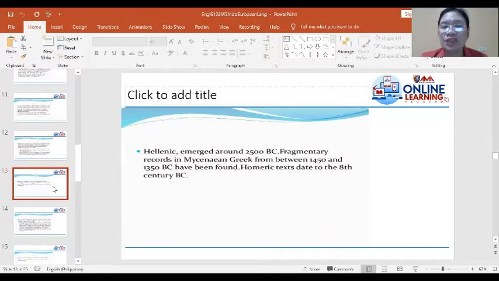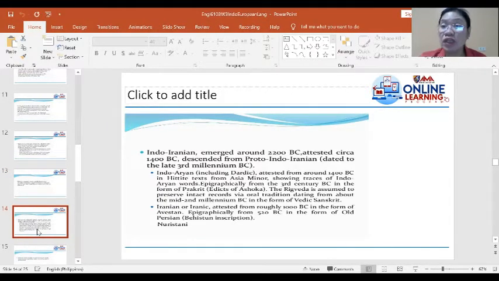Now, Hellenic emerged around 2500 BC, and fragmentary records in Mycenaean Greek from between 1450 and 1350 BC have been found. Now, Homeric texts date to the 8th century BC. Okay. Now, the Indo-Iranian, on the other hand, emerged around 2200 BC and is attested circa 1400 BC. So it descended from Proto-Indo-Iranian, dated to the late 3rd millennium BC.